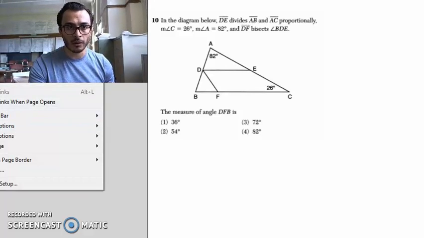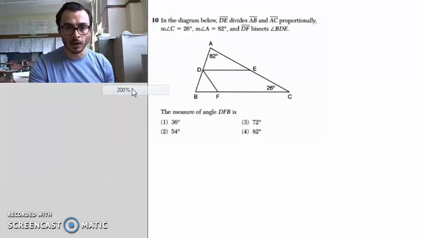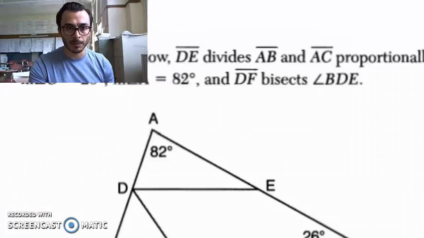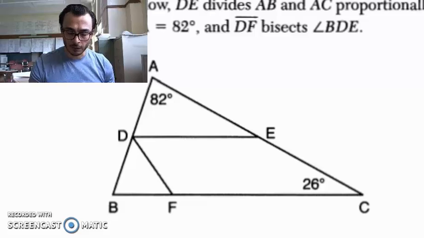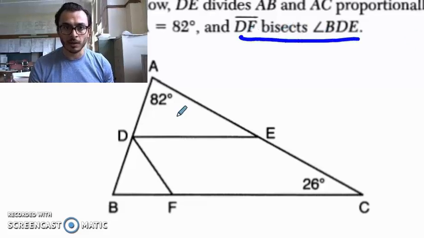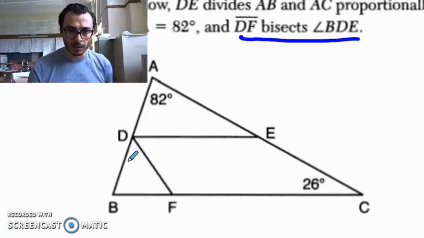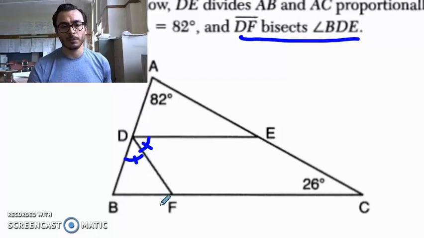Now let's start. I like to always start with just the easiest stuff that pops out at me. Let me zoom in here a little bit. The first thing that pops out to me is that DF bisects angle BDE. That tells me that angle BDE is being bisected by DF, which forms two congruent angles. So this angle here and this angle here are equal to each other.